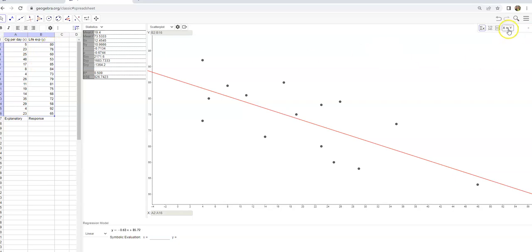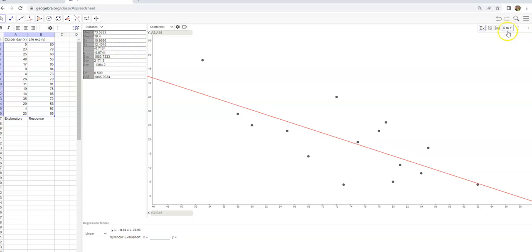Over here in GeoGebra, you can change it so that we're looking at the B variable on the x-axis. If I did that, you can look up here and see what R is. R is still -0.7134. So it didn't change if we change the order of the variables, or if we change the order of the data values.